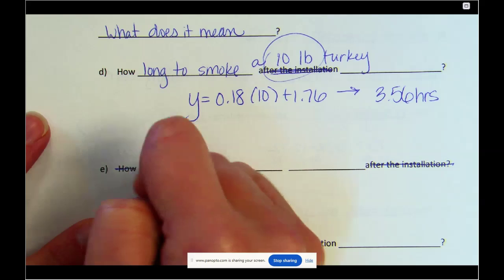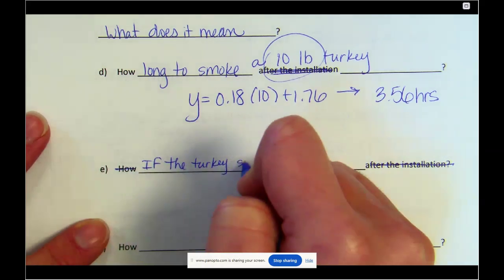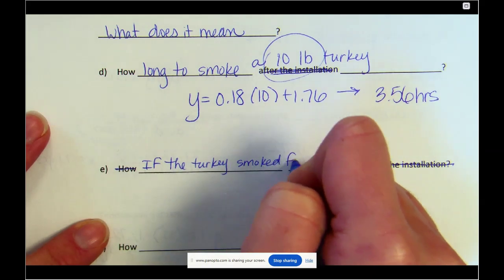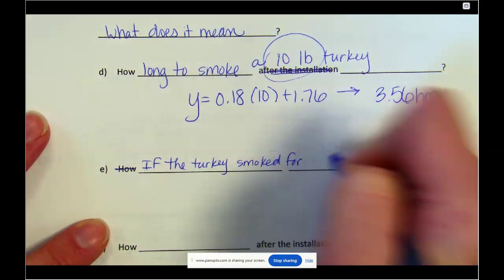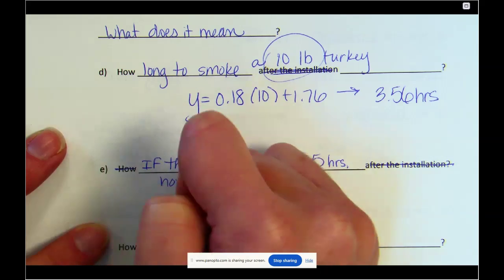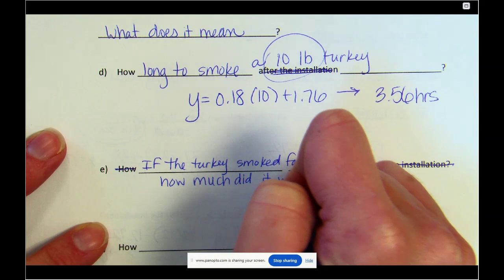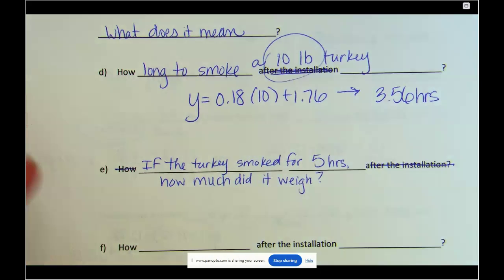Let's say the turkey smoked for 5 hours. How much did it weigh? Again, you figure out if it's X or Y and then answer the question for me.